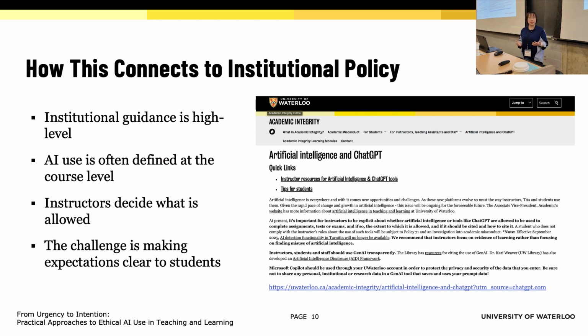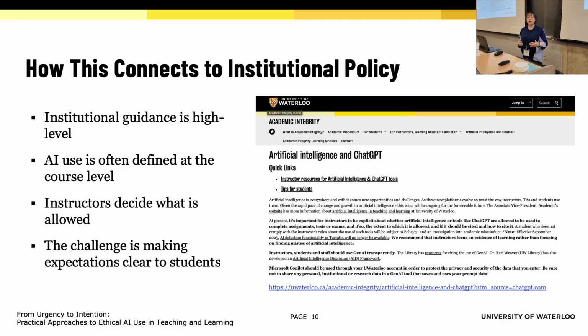At Waterloo, like many institutions, there isn't a single detailed AI policy that applies to every course. This also connects to broader institutional efforts to support instructors through guidance, tools, and policies. Instead, institutional policies provide high-level guidance around AI use and academic integrity. In practice, decisions about whether AI is allowed, restricted, or used with conditions are often left to instructors. So the challenge isn't the policy itself. It's translating that into clear expectations for students in a course. And that's where course-level guidance becomes important.